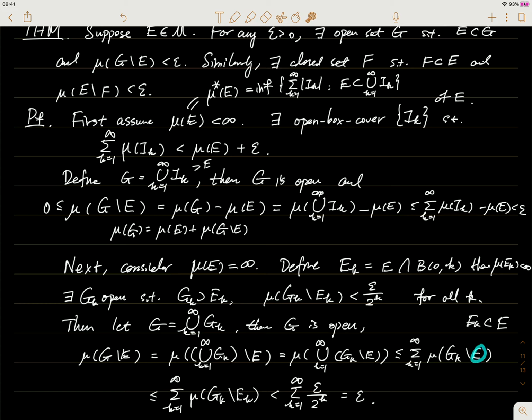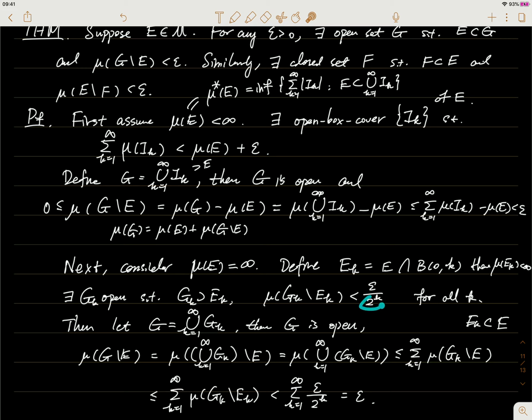So the E_k is a subset of E. So when I take the E out, it will be smaller than when I take out the E_k. Then I take out the E_k, right? So I have this. And now recall the way we define this G_k. We make this G_k a very tight enclosure of this E_k, such that this measure is less than epsilon over 2 to the k. So that's why this whole thing is less than or equal to epsilon over 2 to the k.